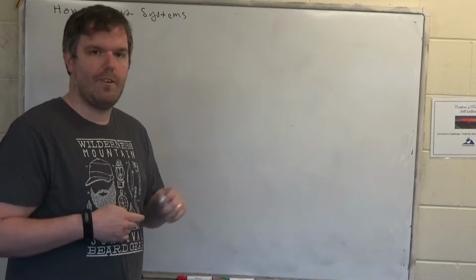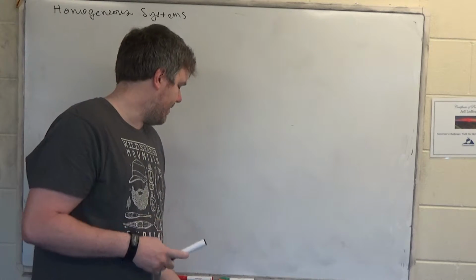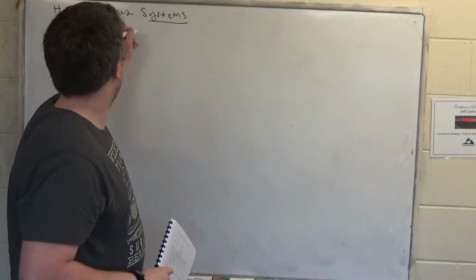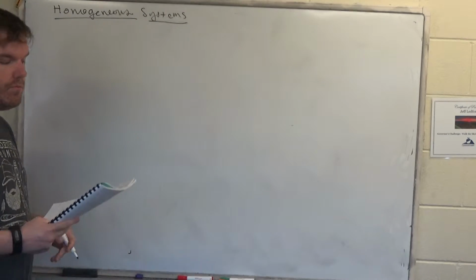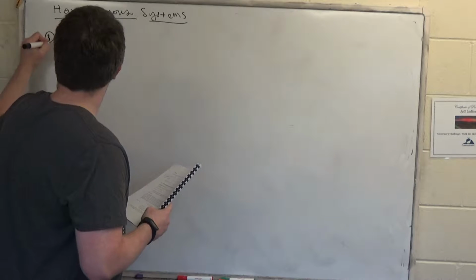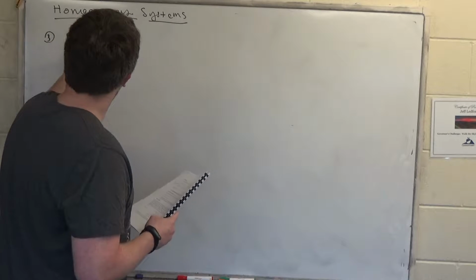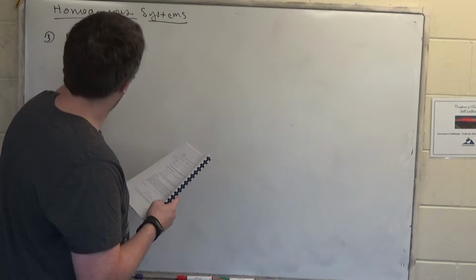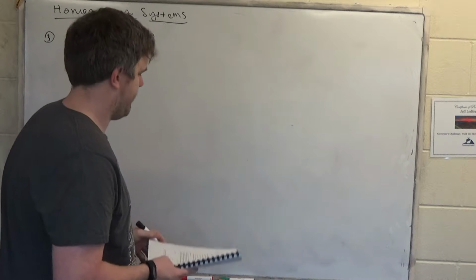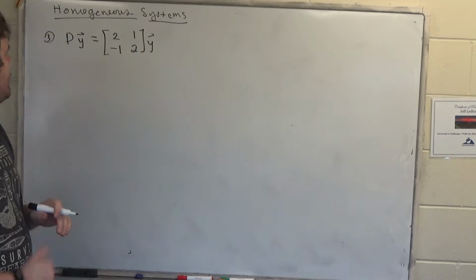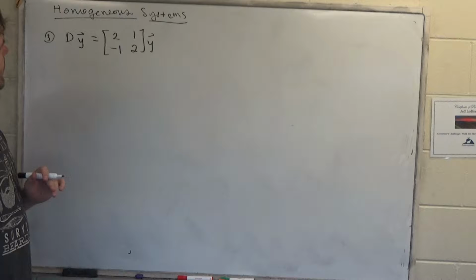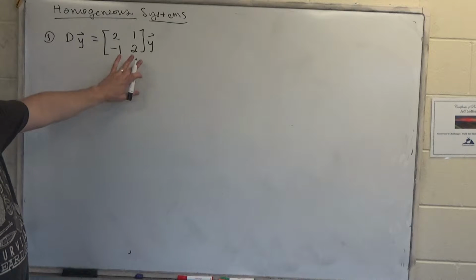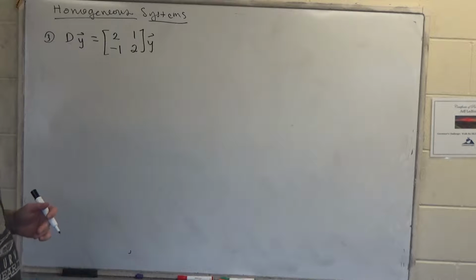Hi class. After some technical difficulties, we're back, and I believe we left off in the last video at number 3 on solving homogeneous systems. So we have dy is [[2, 1], [-1, 2]] applied to y. And just as before, what we're going to do is to solve the eigenvalue eigenvector problem for the matrix, and then use this information to tell us what the solution for this system should be.